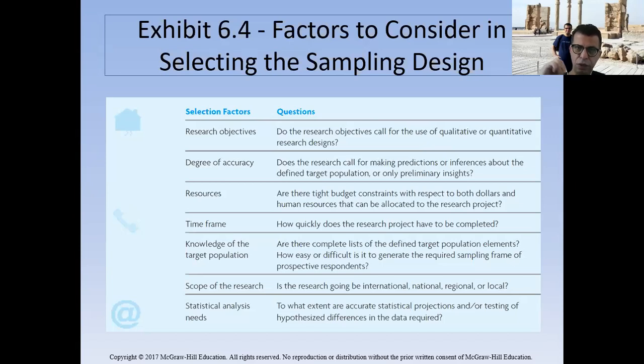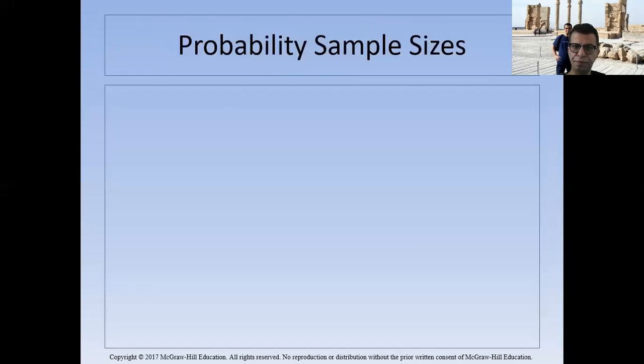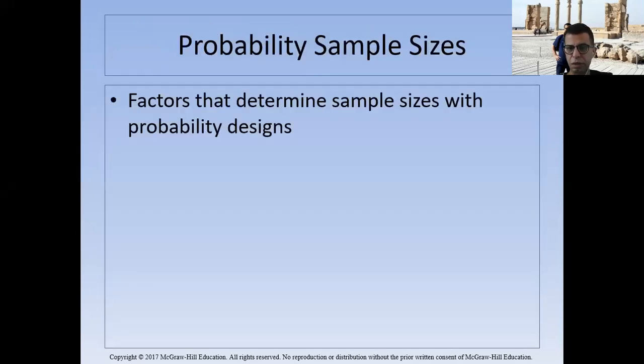select this population. So if you are in a mall, it's very difficult to see whether you're selecting billionaires or millionaires because they look similar to you. And the scope of research, whether you are doing it locally or internationally, makes a big difference in selecting the sample. Now, factors that determine the sample size with probability are the population variance.